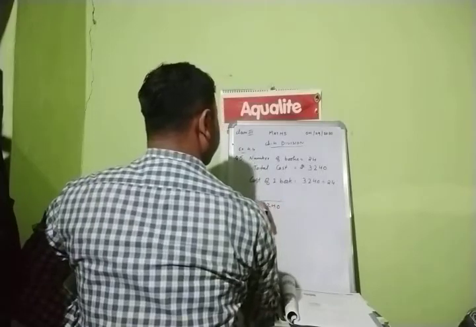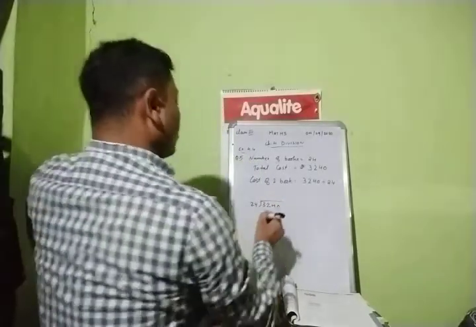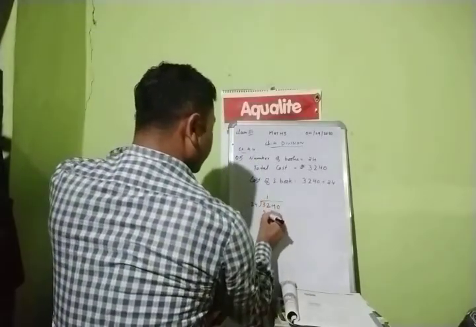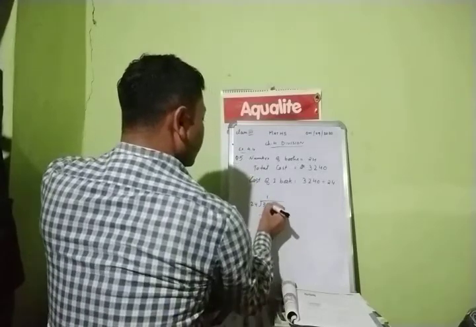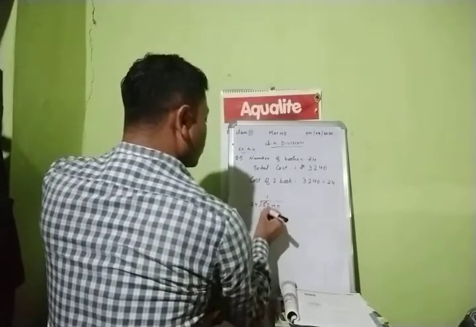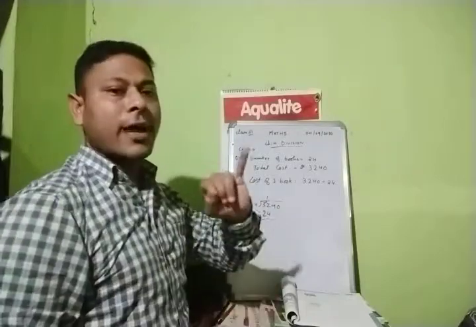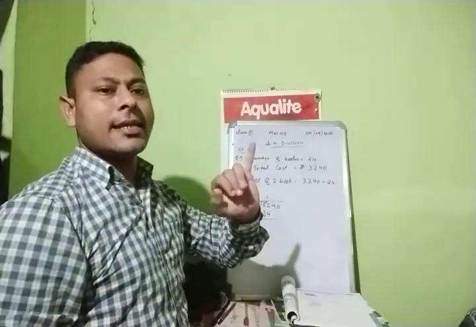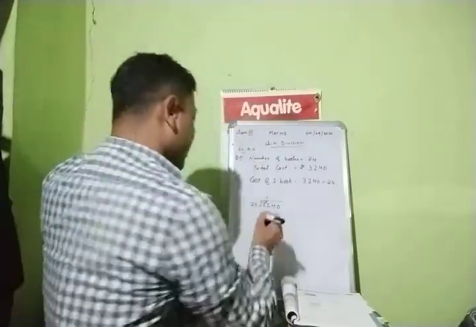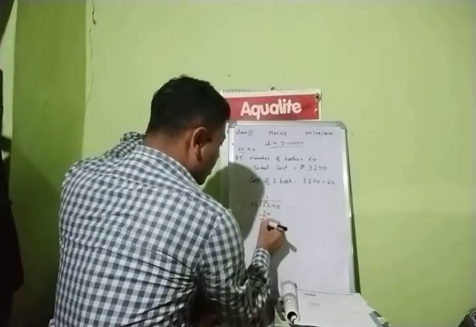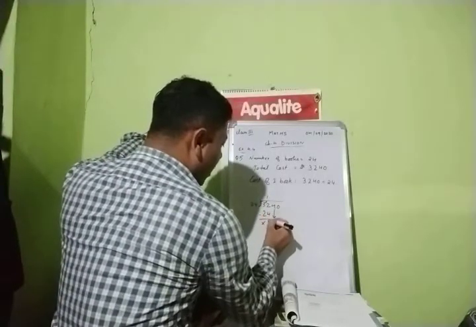3240 divided by 24. 24 ones are 24. Right? Then 2 minus 4 you cannot do, so borrow 1. 12 minus 4: 5, 6, 7, 8, 9, 10, 11, 12, so 8. So 5 plus 3, 8. Then 2 minus 2, 0. Then 4 will come down.